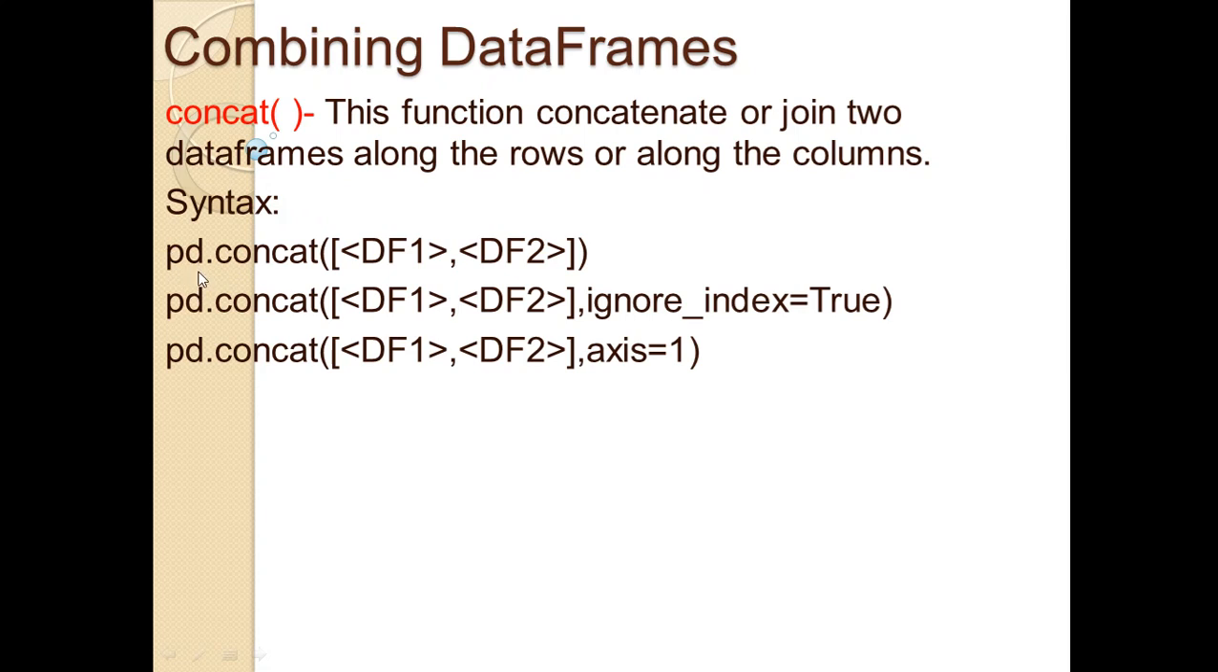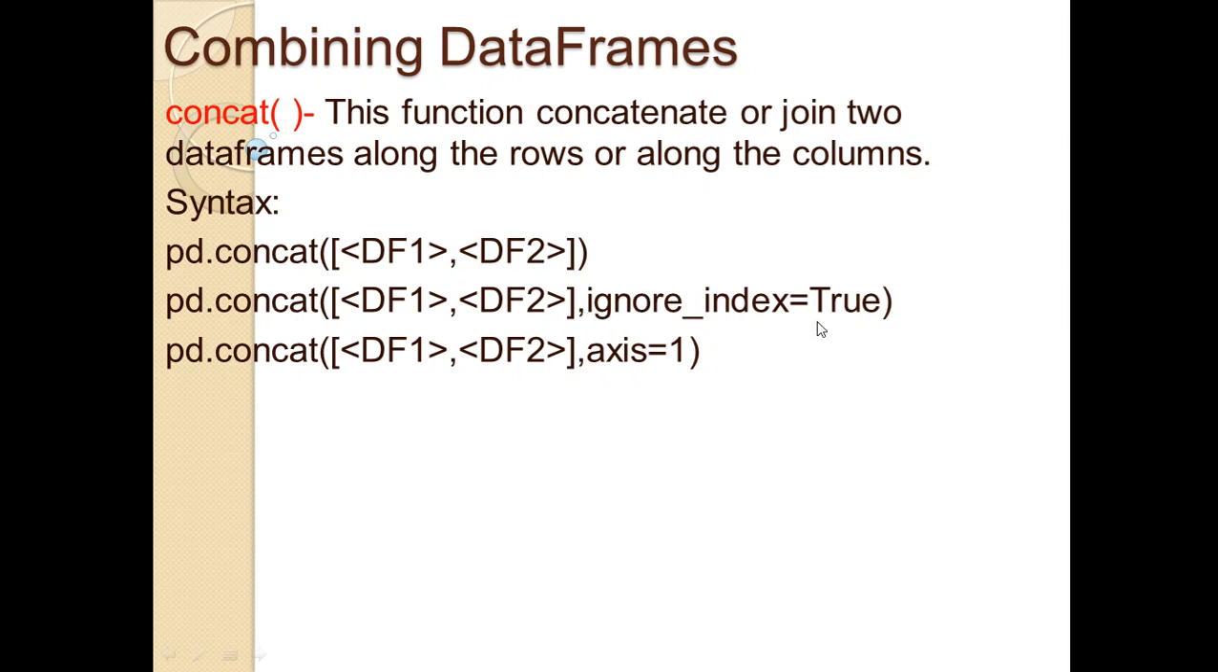Here you can see we have specified pd.concat. pd is the namespace for pandas. Dot concat, and in the parentheses we have written the two data frames which we want to join, that is df1, df2. This is one way to join two data frames. The second one is the same syntax, but one argument is added, and this is ignore_index equal to True. So this is also used to concatenate two data frames.